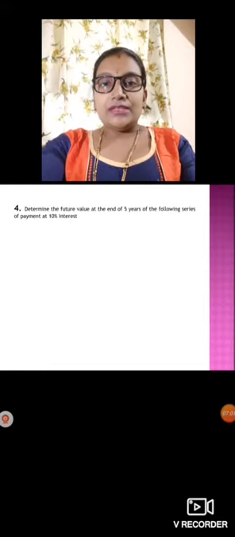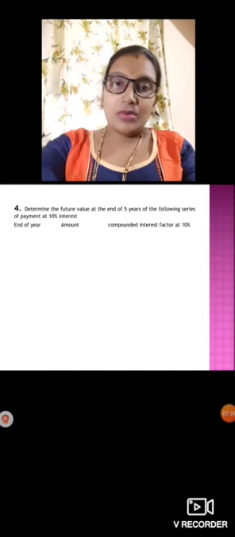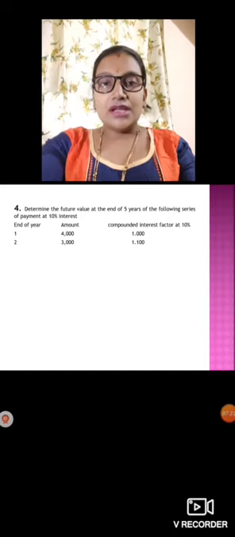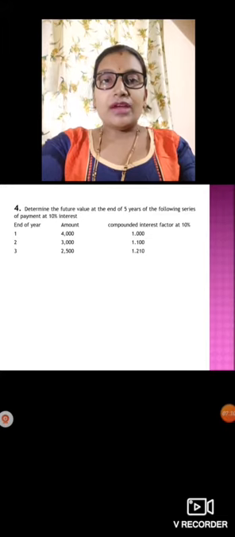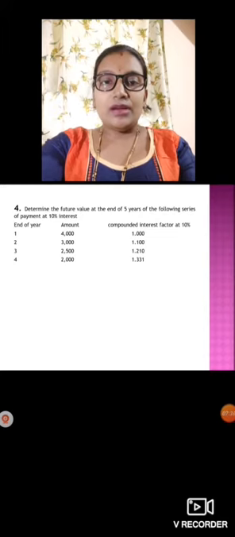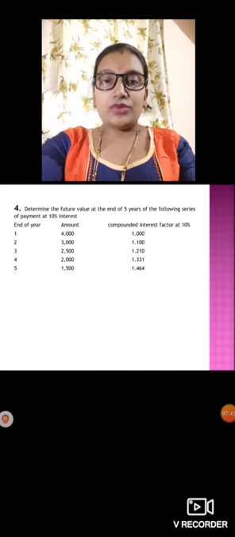Okay, determine the future value at the end of 5 years of the following series of payments at 10% interest. Okay, end of the year amount and compound interest factor they have given at 10%. So first year end he invested 4000, compound interest factor you have 1.000, and second year you have 3000 and compound interest factor you have 1.100. Then third year he invested 2500 and compound interest rate you have 1.210. Then fourth year 2000 and compound interest rate you have 1.331. Okay, then fifth year 1500 you have 1.464.